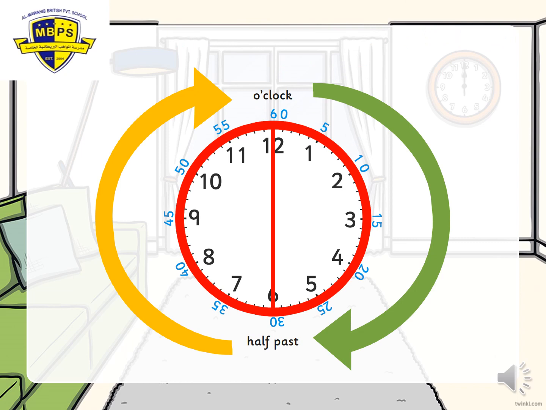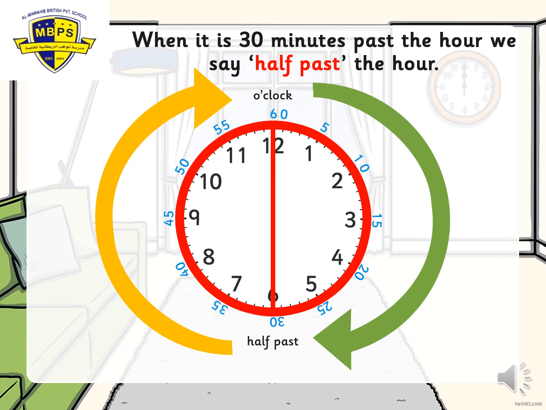How can we tell the time if 30 minutes have passed on the clock? We said that 30 minutes is equal to half an hour. So if 30 minutes have passed the hour, it means that we have half past. Why do we say half past here? Because 30 minutes is equal to half an hour. So at this time, if you find that there is half an hour, we are going to tell the time half past.